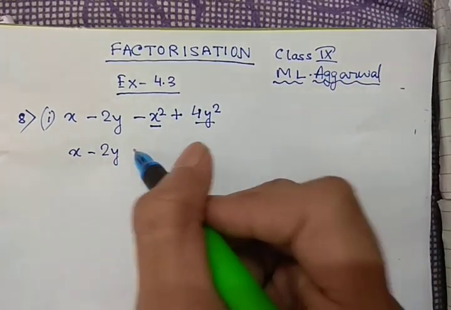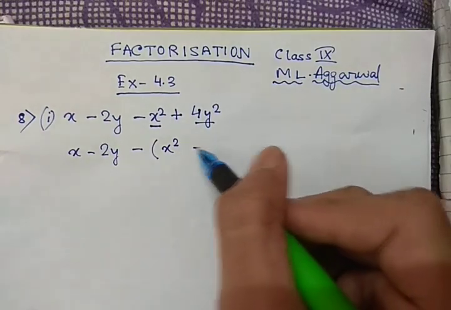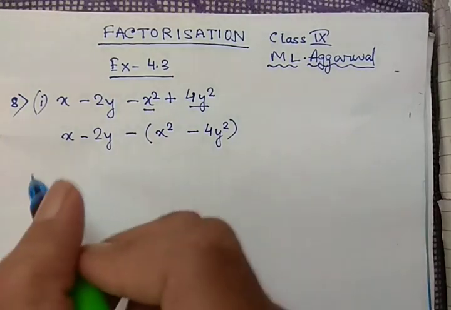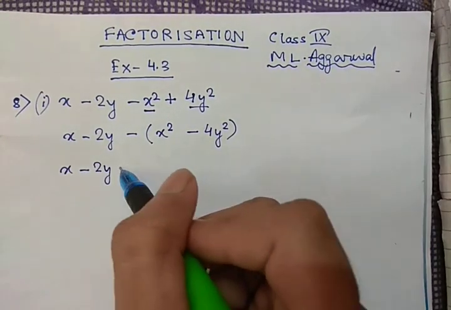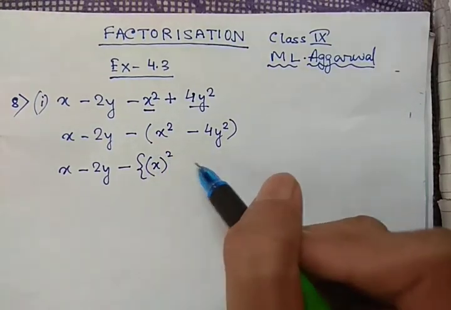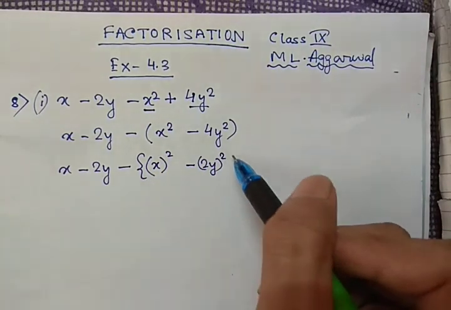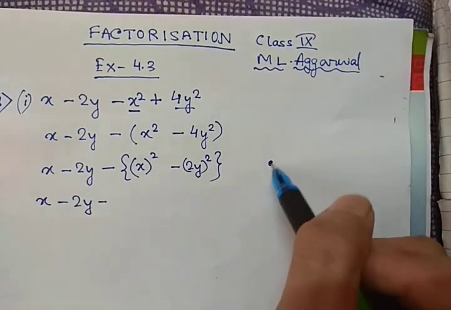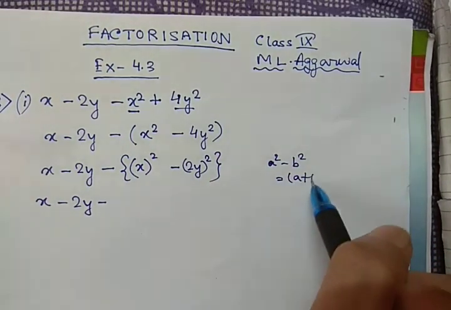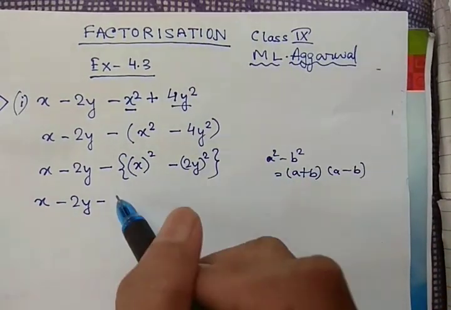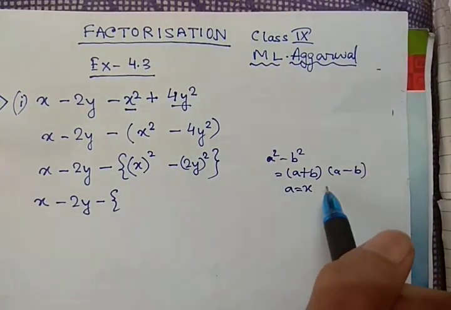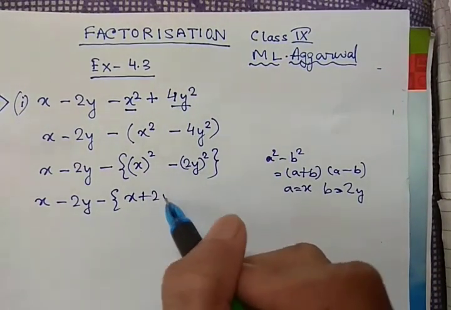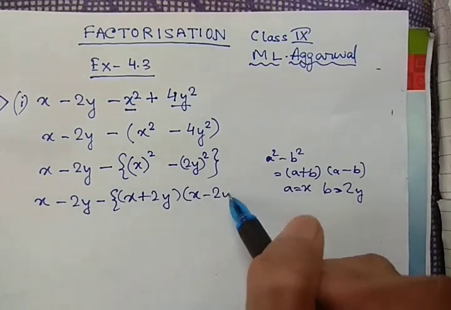X minus 2y, taking minus common, this becomes x square minus 4y square. Both are perfect squares. Now we can apply the a square minus b square format. Therefore, x minus 2y minus x whole square minus 2y whole square. Applying a square minus b square equals a plus b into a minus b, where a is x and b is 2y. So it becomes x plus 2y into x minus 2y.